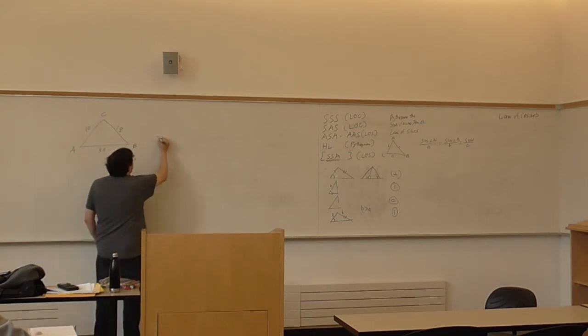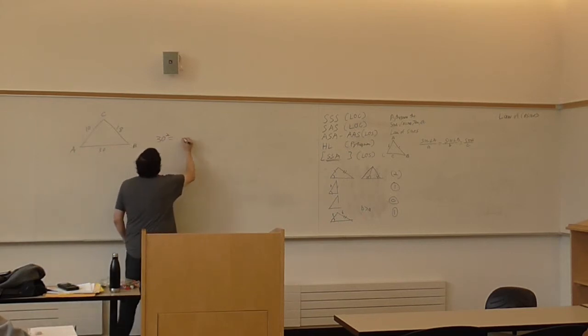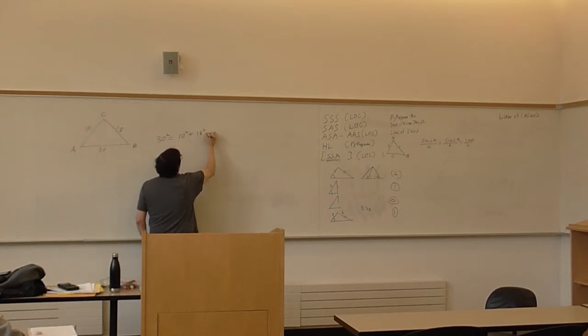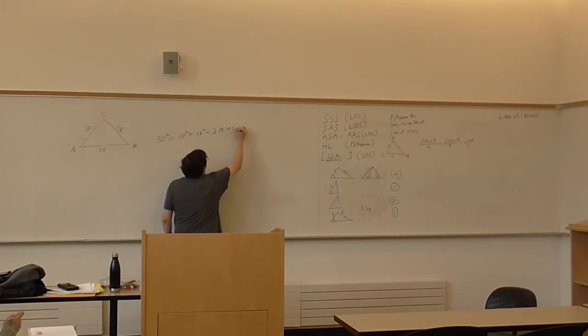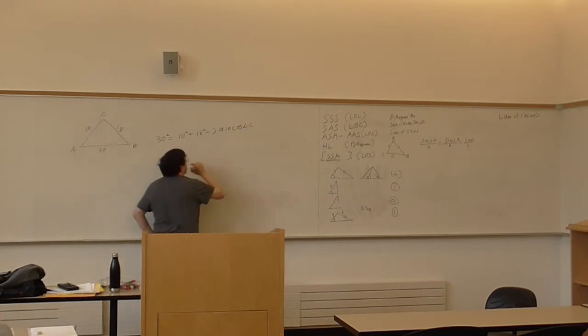30 squared equals 10 squared plus 18 squared plus or minus 2 times 18 times 10 times cosine of 30. Oh wait, C. Okay. Good.